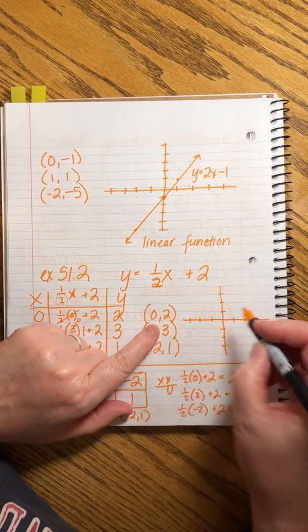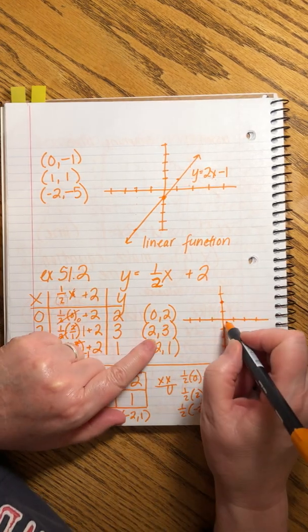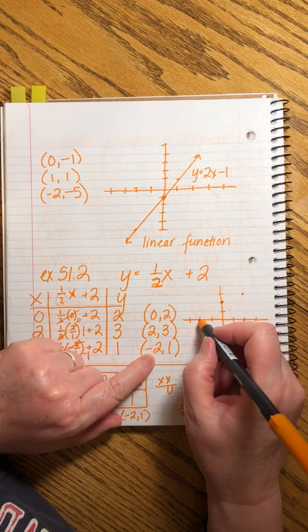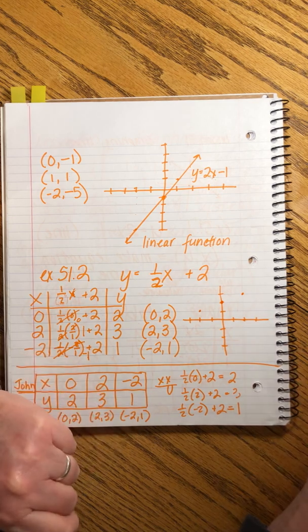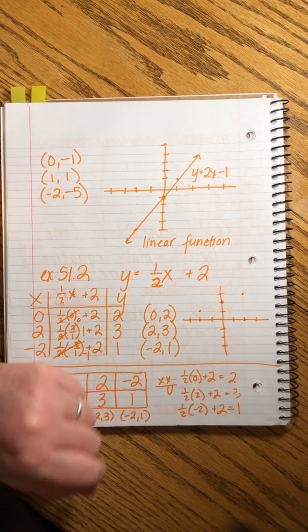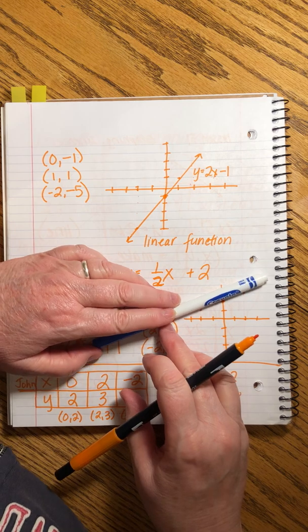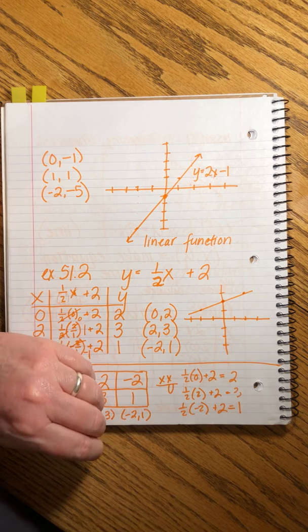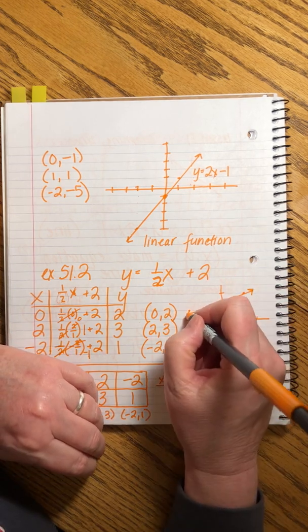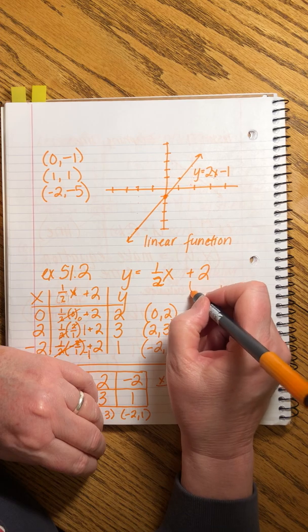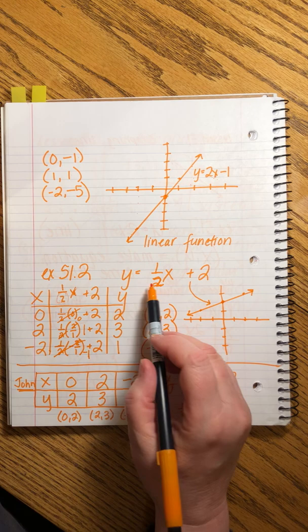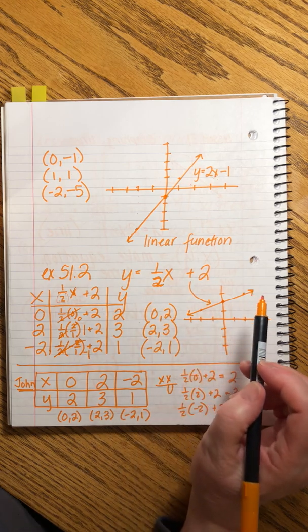Keep it simple. 0, 2, 2, 3, and -2, 1. That looks pretty good, doesn't it? It looks like we lined up pretty darn well, so I will use my fancy straight edge here and connect the dots. That turned out pretty well. And so this time I'm just going to draw an arrow. That is the name of that line, right? Y equals 1/2 x plus 2. Yay. Okay, let's keep going.